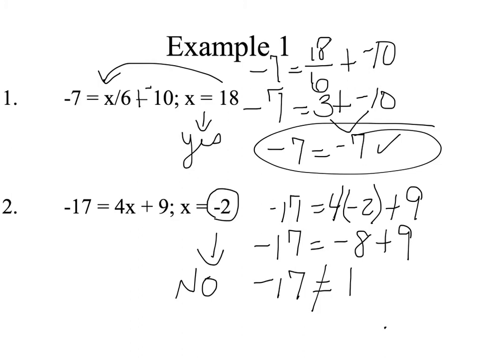At this point, if you got an answer that doesn't check, we would go back through and try to figure out what we did wrong. Because we don't have all the steps of how the equation was solved at this point, we can't go back and do that.